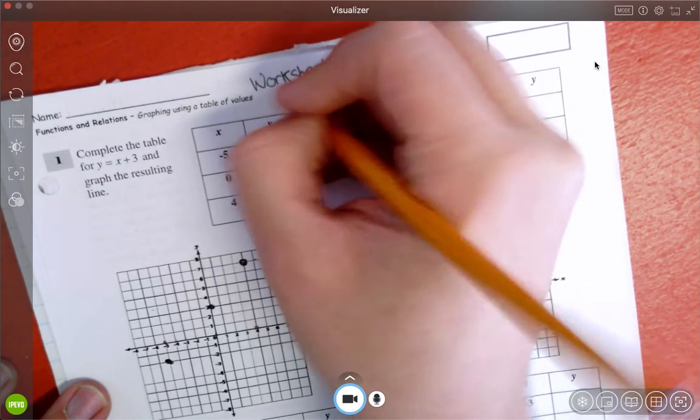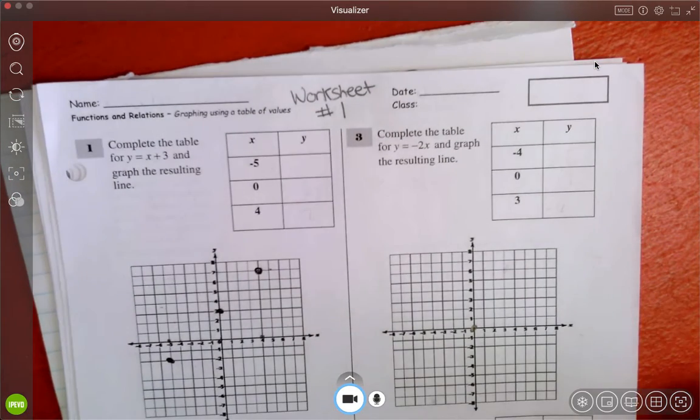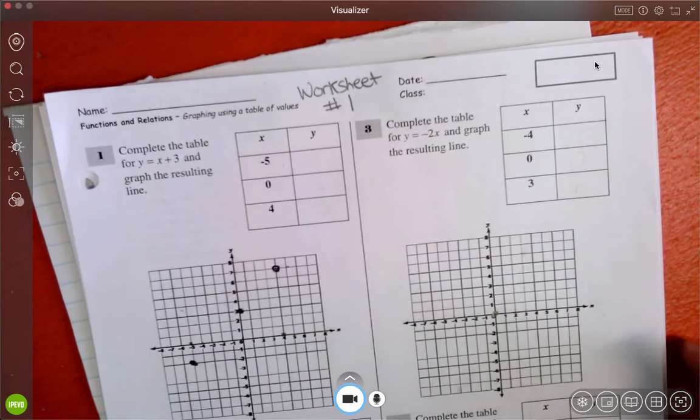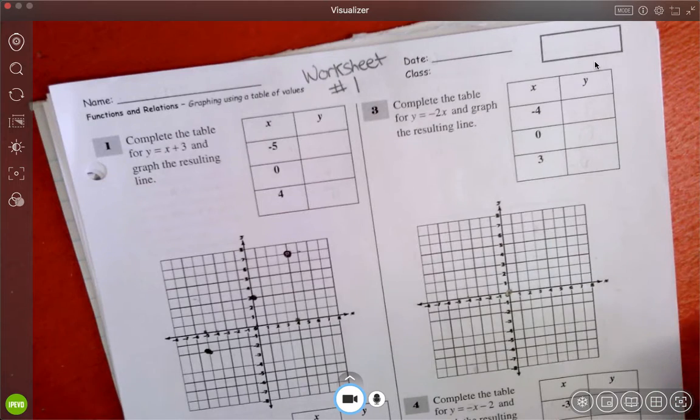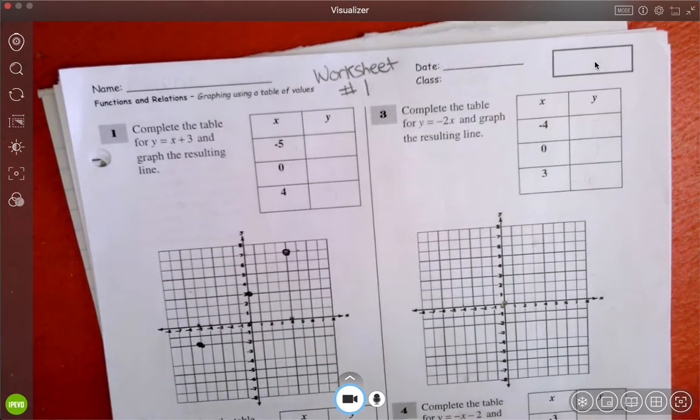Or if you want to write it on paper, if you have your own graph paper, be my guest, right? But if not, I'll try to do my best to give you guys some. So this is worksheet 1. We're starting graphing.